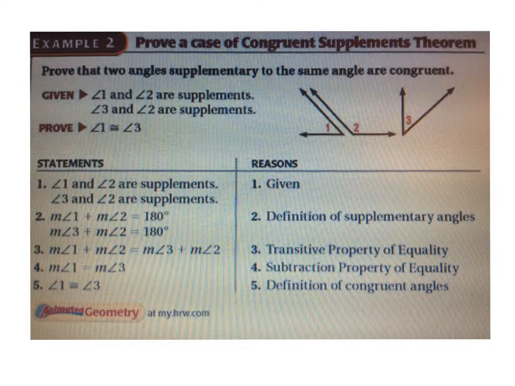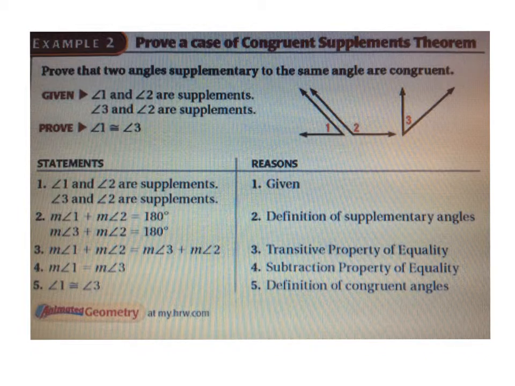Okay, so let's go ahead and do example 2 here. With this one, we're given that angle 1 and angle 2 are supplements and angle 3 and angle 2 are supplements. And we need to prove that angle 1 is congruent to angle 3. So again, whenever you're setting it up, you want to go ahead and put your given first. So angle 1 and angle 2 are supplements, angle 3 and angle 2 are supplements. So we put those in for the given, and the thing that we're going to prove, that's going to end up being our last step, that angle 1 is congruent to angle 3. So we need to fill in the steps in the middle here.